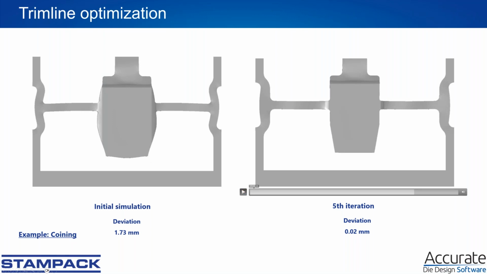But look what Trim Optimizer did in 5 iterations. It designed the initial blank in a way that you are away from the target line 0.02 millimeters. So again, extremely precise. And the benefit for you is that you don't need a cutting station anymore. It's completely saved.